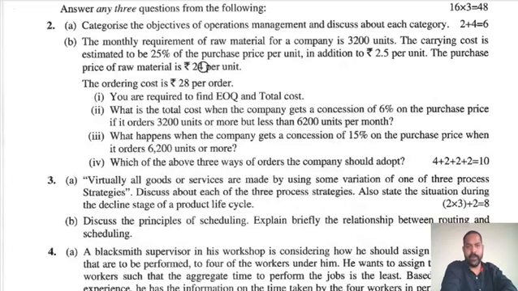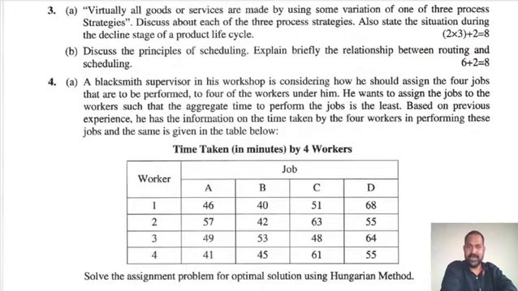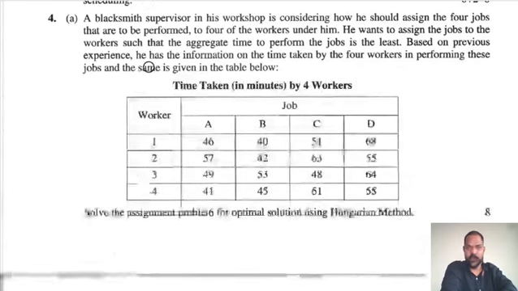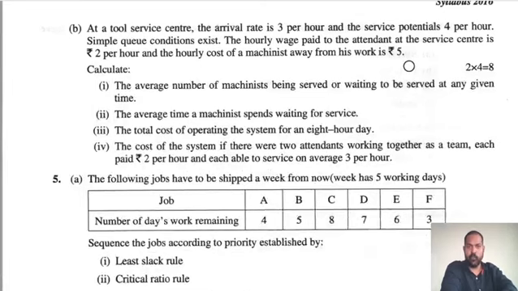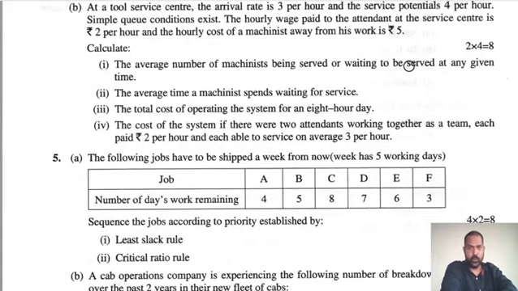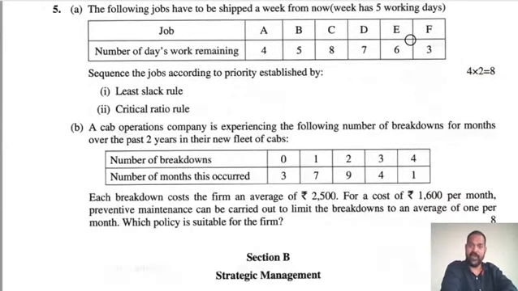Move past through the objectives. 2A, no. 2B, no. 3A, no. 3B, no. 4A, no. 4B, no. 5A, yes. The following jobs have to be shipped a week from now, which is 5 days. Sequence the jobs according to the least slack rule and the critical ratio rule. That's it. They've asked you this for 8 marks. Wow.